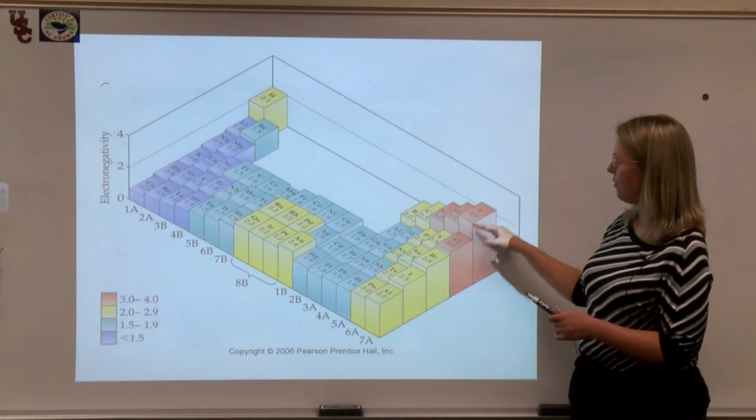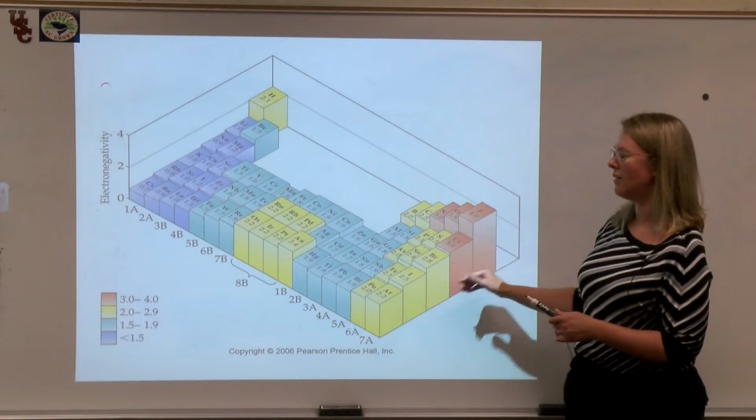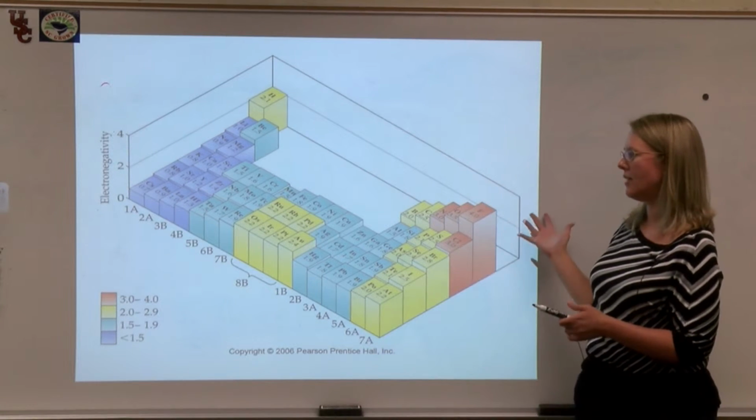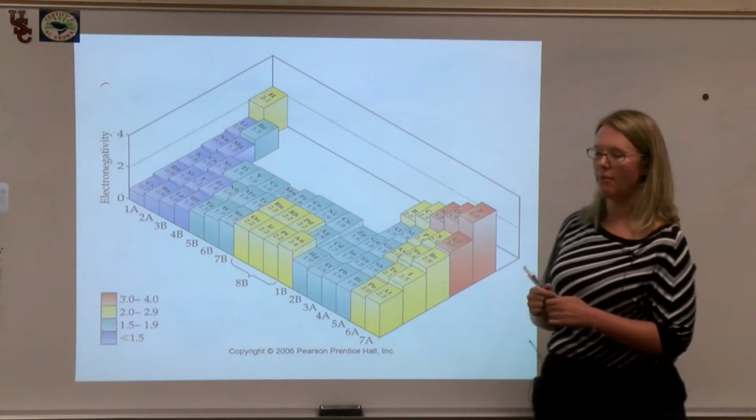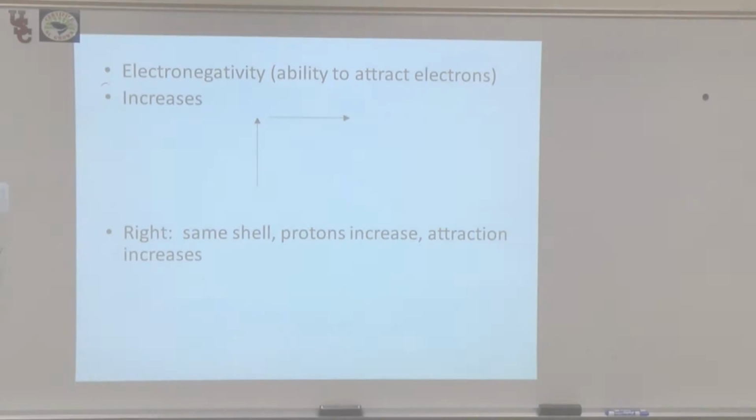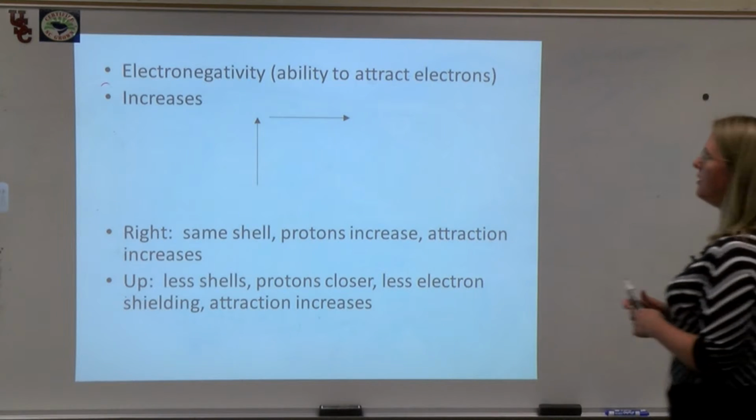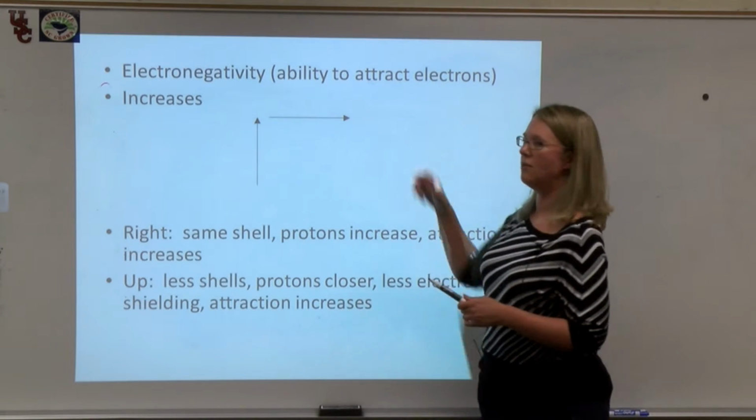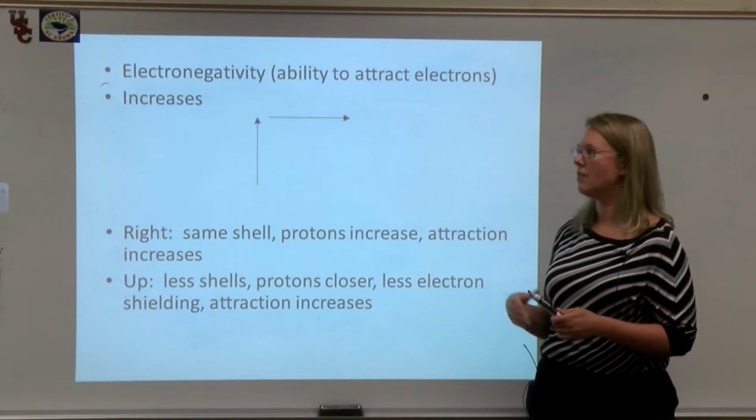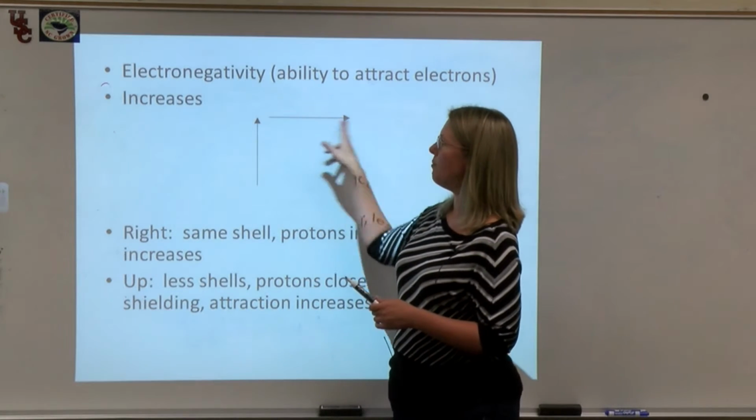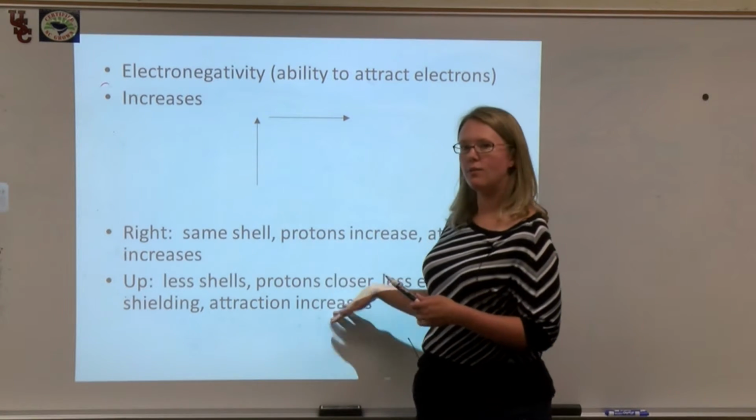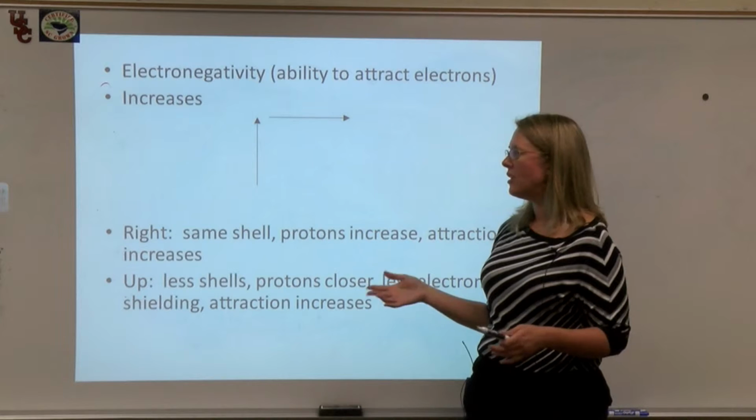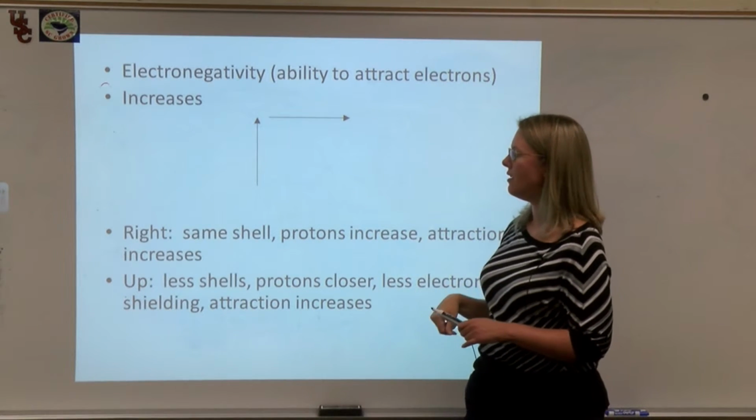We stop here at fluorine, chlorine, bromine, and iodine, and so the noble gases are missing from this figure, and we'll talk about that in just a minute. So what is electronegativity? Electronegativity is an ability to attract electrons, and so it increases as you go up and to the right. The reasoning is very much the same as ionization energy, except the definition is different.